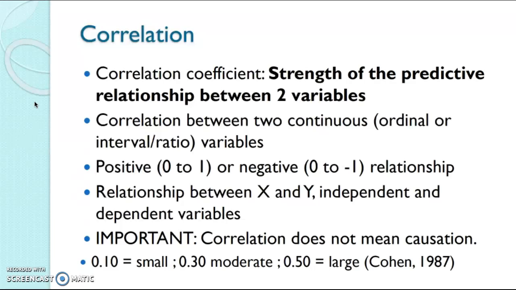Very important to note, correlation does not mean causation. We're going to talk about causation in a few slides. There is a rule of thumb in terms of how big a correlation is. 0.10 or less, either positive or negative, is considered small. 0.1 to 0.3 is considered moderate, and 0.5 or greater is considered large. Again, both on the positive and the negative end.